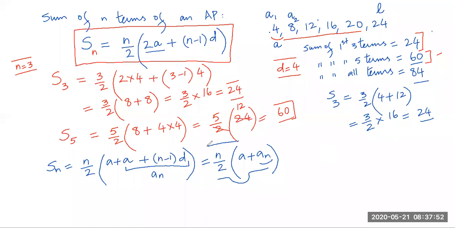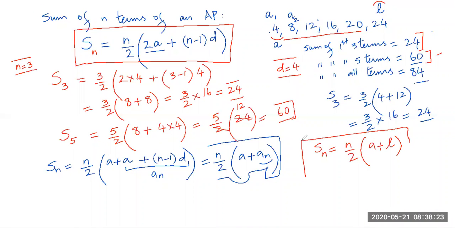This is the second version of this formula. Now, the third version of this formula can also be written as: an can be the last term also. Sn is equal to n by 2, where n means total terms in that AP, into a plus an, the last term, L, as I had stated in the starting. Last term is 24. Sn is equal to n by 2 into a plus l.